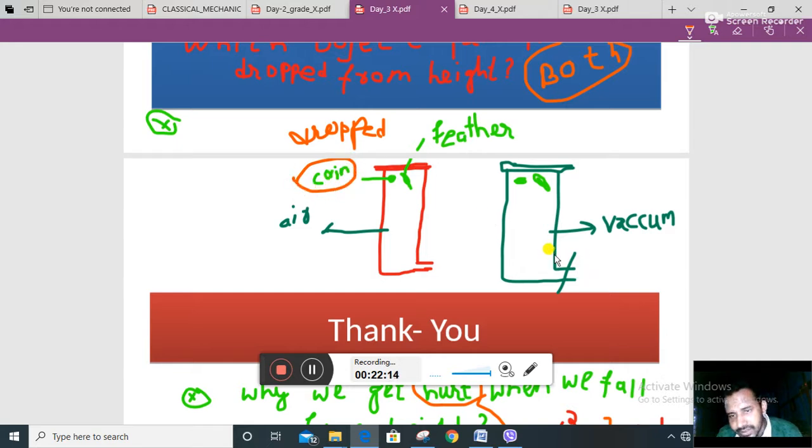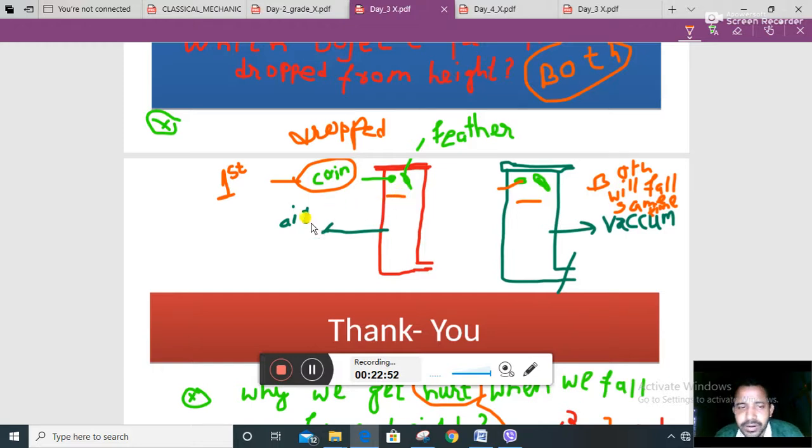And in the same question, same criteria, if all the air is taken out from this vessel by using a vacuum pump or other things, and it is maintained at a vacuum, which one will fall faster? This is a coin, and this is a feather. Both will fall at the same time. In this case, both will fall at the same time. In this case, the coin will fall first.